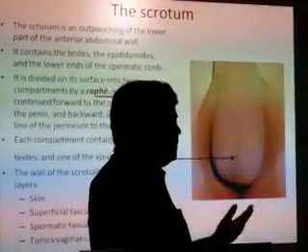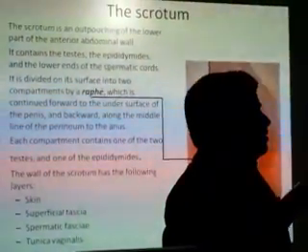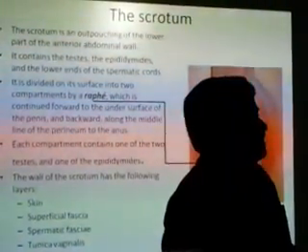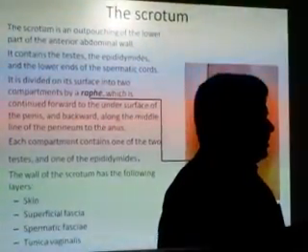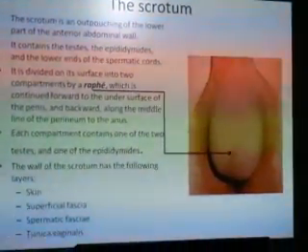As for the nerve supply, the autonomic nerves are responsible for the erection of the penis, whereas the nerves of sensation are supplied by the pudendal nerve. And now the scrotum.